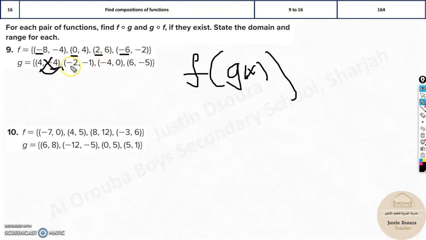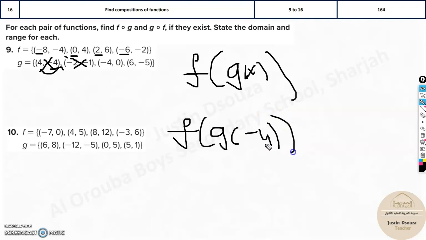Minus 2, same way. When x is minus 2, answer will be minus 1. Whether there is minus 1 over here? No. When it is minus 4, what is the answer? When we put minus 4 here, it will be 0. Now, see over here, f of g of minus 4 means g of minus 4 is 0. So f of 0. But do we have f of 0 value? Yes, we have. What is the answer? 4. So this exists. Whereas last one, let's check. F of 6 is minus 5. There is no minus 5.